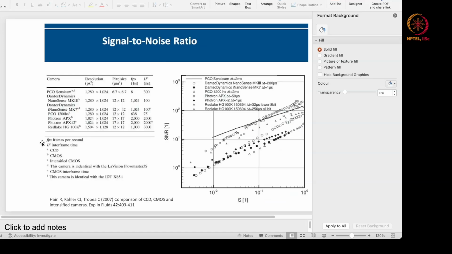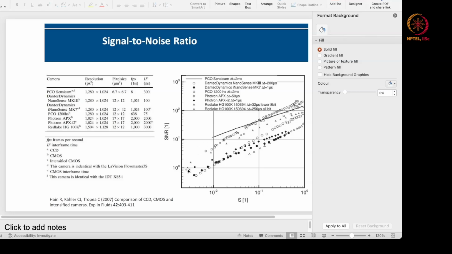The signal to noise ratio comes from Tropea's paper and Christian Kähler's paper on the comparison of CMOS and intensified cameras. You can see the PCO SensiCam, for example, has a resolution of 1.2 megapixel, 8 fps. And this is the interframe time between the two frames, before you can take the next one. So these are all different types of cameras, and the black line is the SensiCam. So you see the signal to noise ratio that you have over here, and that is what has been plotted.